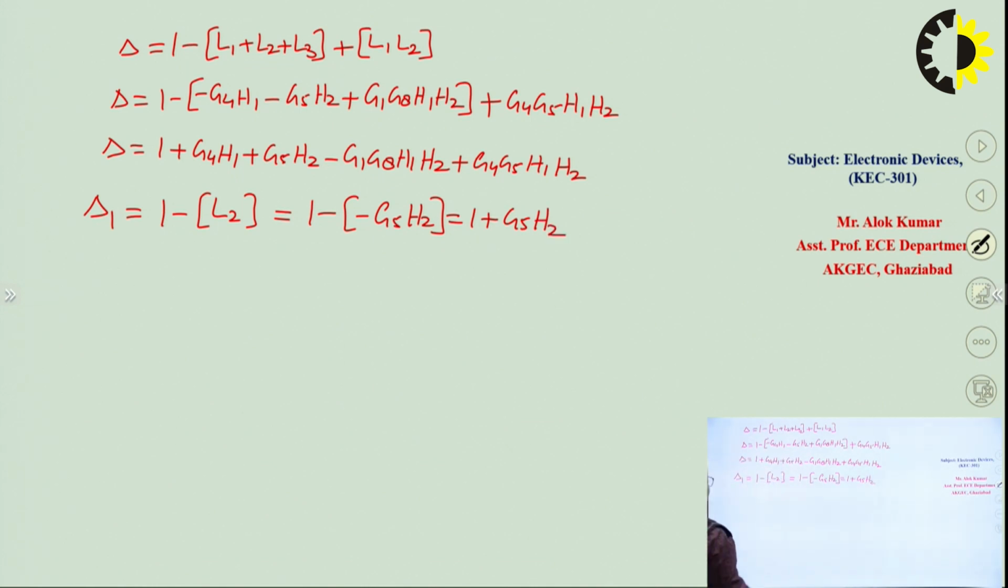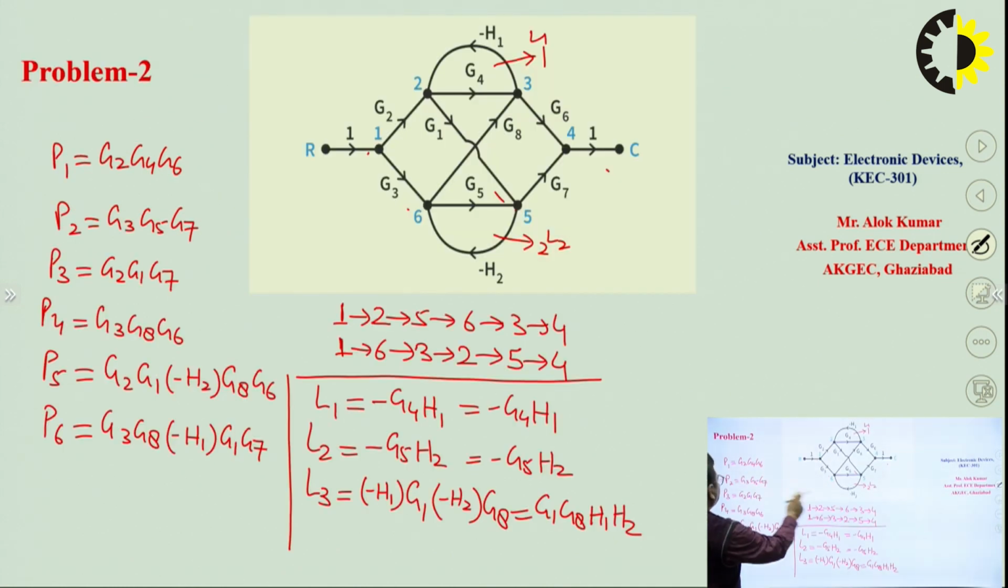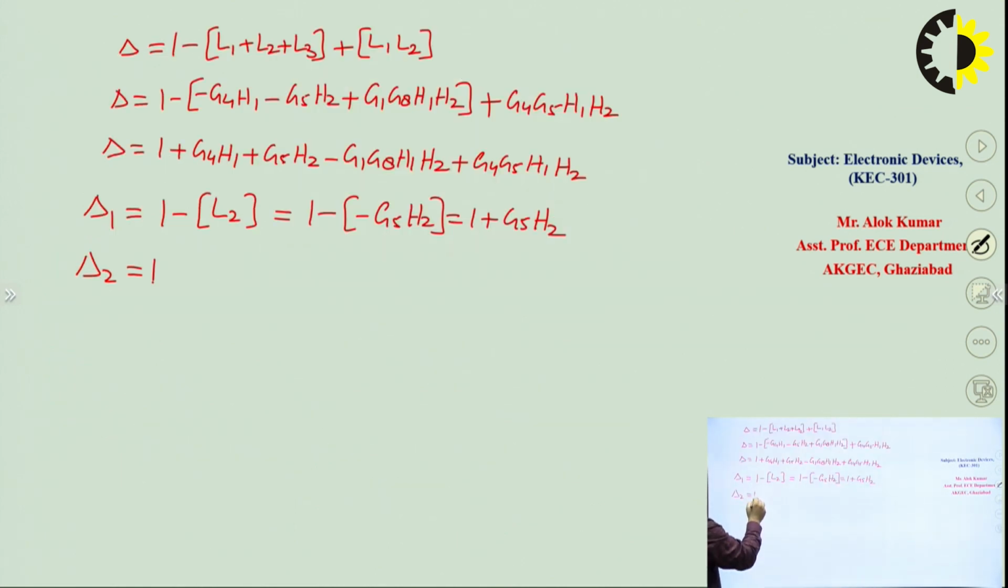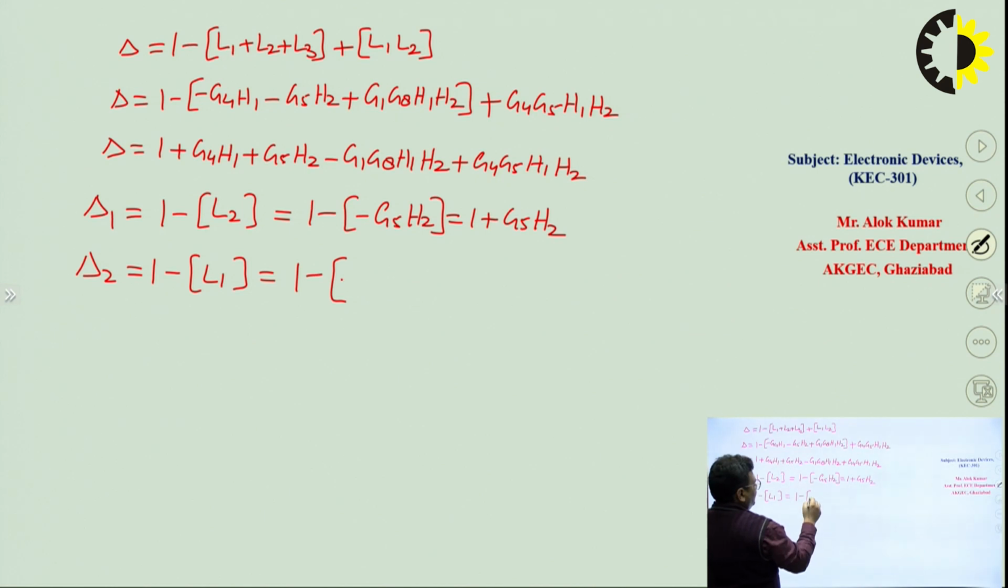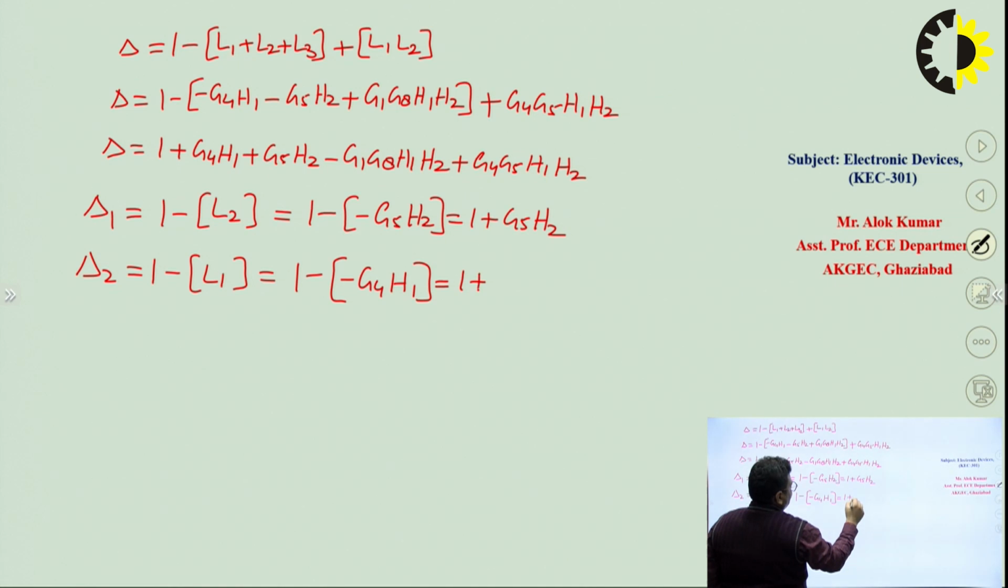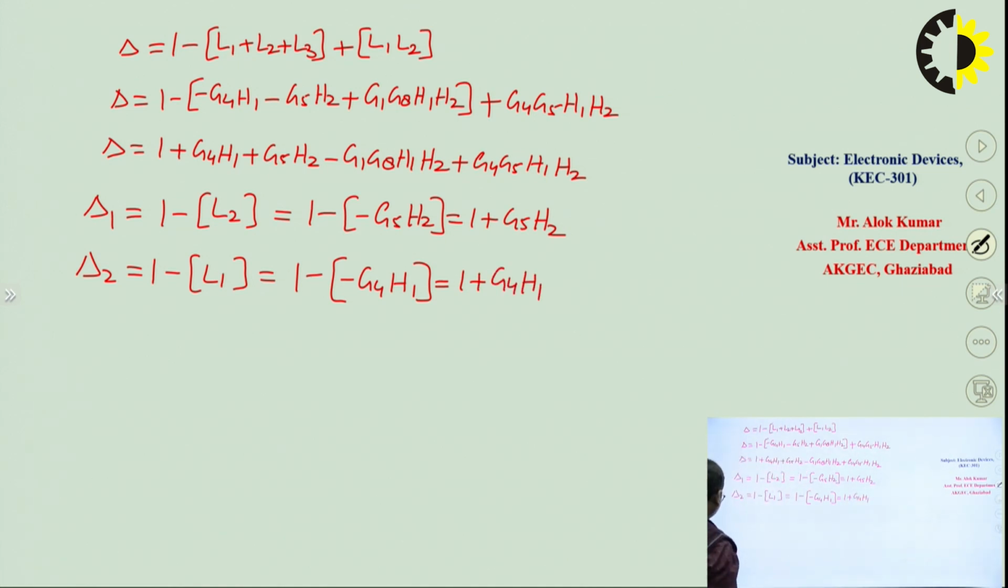Now we can find delta 2 for forward path P2. Forward path P2 is G3, G5, G7. With this forward path, the L1 loop is non-touching. So here we can write 1 minus L1, and L1 is minus G4 H1, so it will be 1 plus G4 H1. Now we can find delta 3.